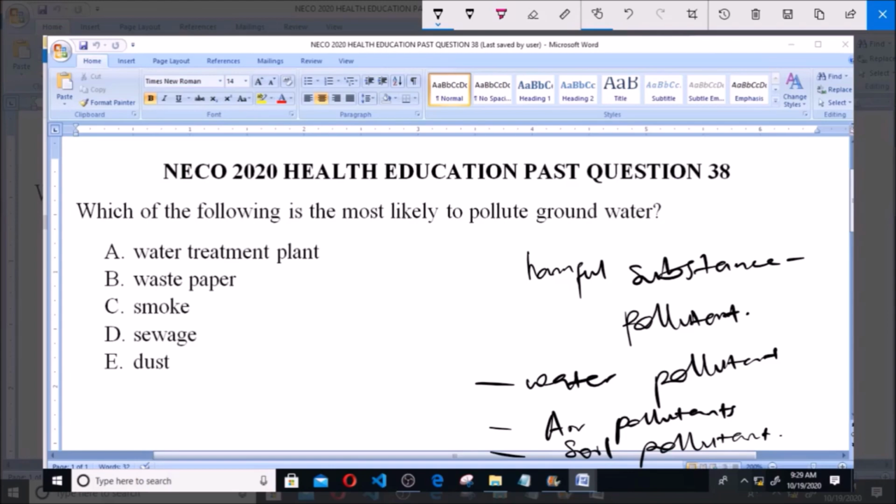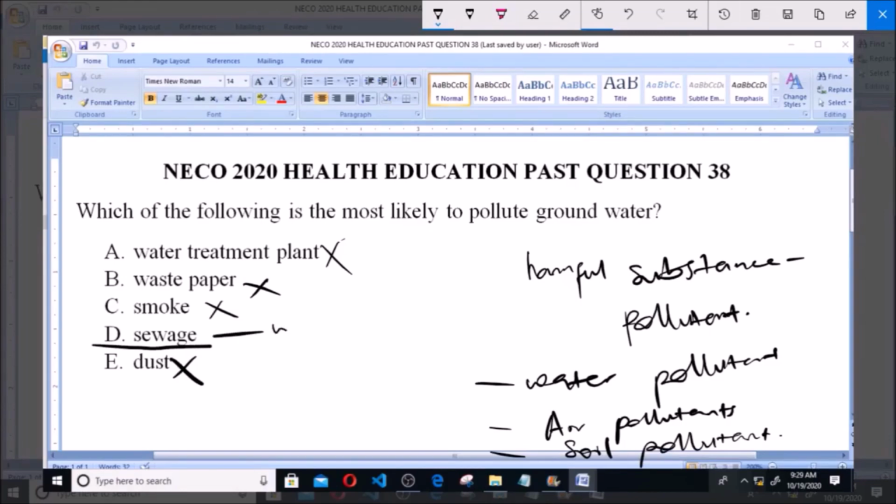Now the question is asking us for the one most likely to pollute groundwater, that is, out of these options, the one that is a water pollutant. Water treatment plant is not a water pollutant. Waste paper is a land pollutant, that is, a soil pollutant, not a water pollutant. Smoke is an air pollutant, not a water pollutant. Likewise, option E, dust, is also an air pollutant. But if you look at option D, option D says sewage.